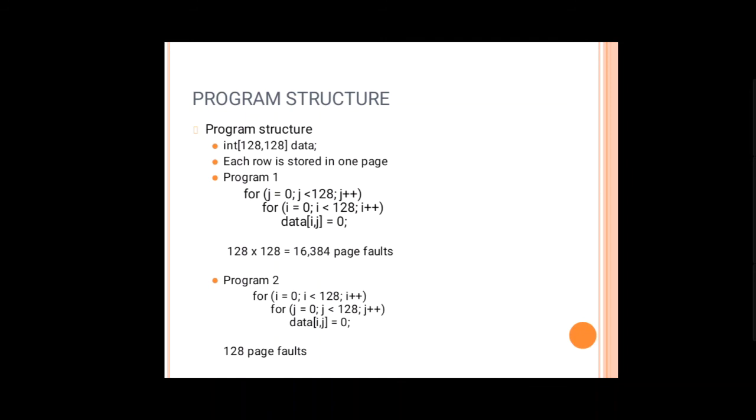If the operating system allocates fewer than 128 frames to the entire program, then the execution will result in 128 times 128, which is 16,384 page faults. Then in program 2, the code is changed by swapping the I and J variables. This code zeroes all the words in one page before starting the next page. So it reduces the number of page faults to just 128.